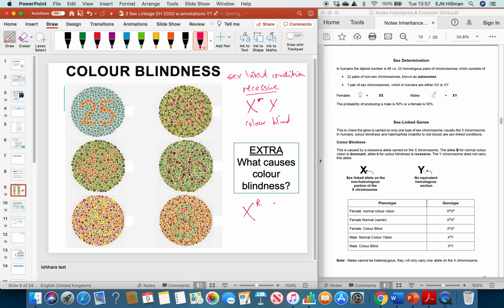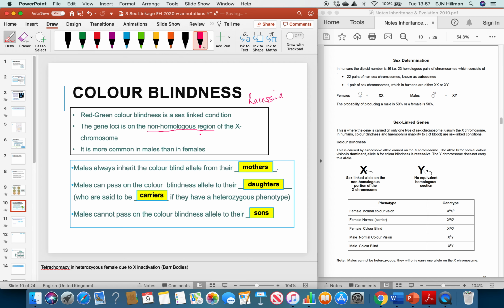Okay, but therefore she goes on to have offspring, and gives that X chromosome to a son. If she did so, that son would then be colourblind. So, red-green colourblindness is a sex-linked condition. As we said before, it's recessive. It's got a gene locus on the non-homologous region of the X chromosome. So we went right back to the start.